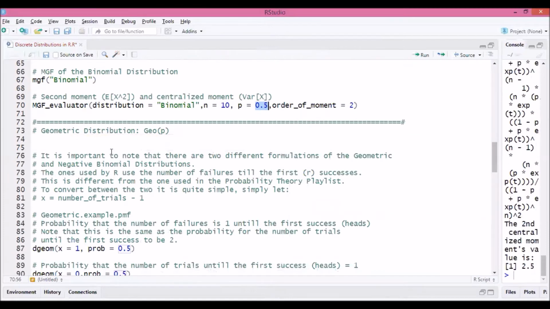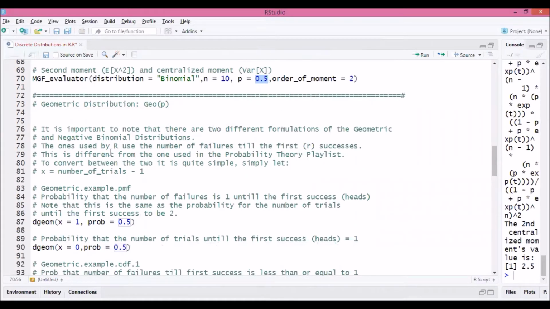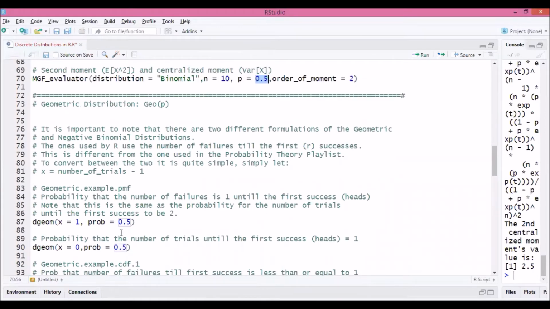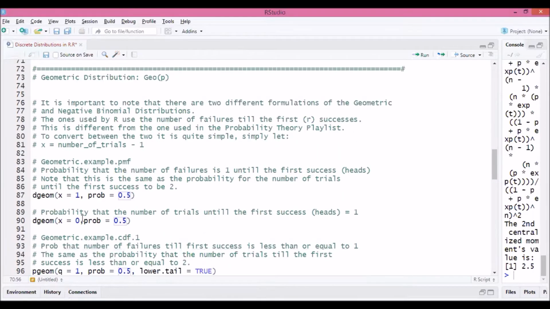So let's get to the geometric distribution. And there's a very important thing that you need to note here. There are two different formulations of the geometric distribution and thus also the negative binomial distribution. One formulation counts the number of trials until your first or your rth success occurs. Another one counts the number of failures. So the one that R uses by default is the number of failures until your first success.